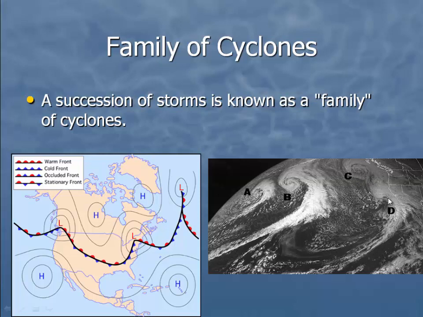D is in its nice mature phase. It looks like a nice comma structure. B has already probably occluded once and is beginning to decay. And A looks like it is now starting to go through some sort of decaying feature. So we can often tell where these mid-latitude cyclones are in their life cycle just by looking at their satellite appearance. But these are, again, very strong areas of low pressure that are moving across the mid-latitude systems.